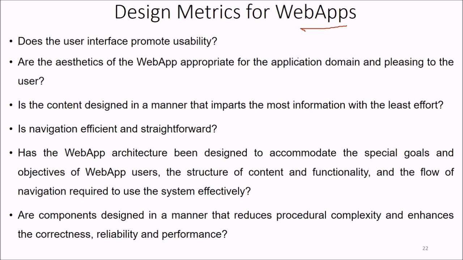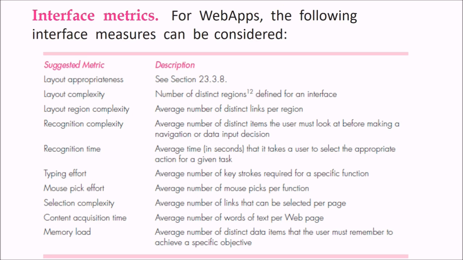Then the design metrics for web applications. Does the user interface promote usability? Are the aesthetics of the web app appropriate for the application domain and pleasing to the user? Is the content designed in a manner that imparts the most information with the least effort? Is the navigation efficient and straightforward? Has the web app architecture been designed to accommodate the special goals and objectives of web application users? The structure of content and functionality and the flow of navigation required to use the system effectively? And are the components designed in a manner that reduces the procedural complexity and enhances the correctness, reliability, and performance?